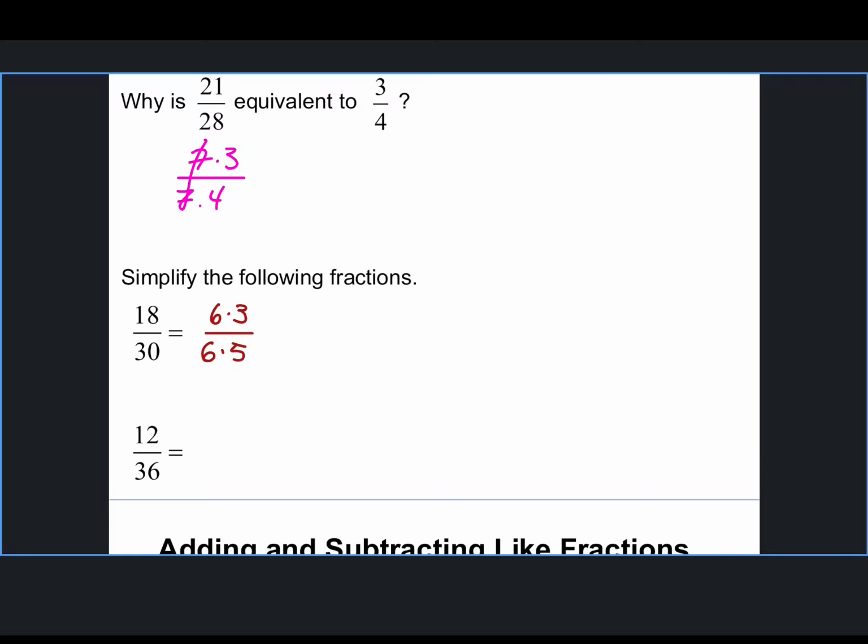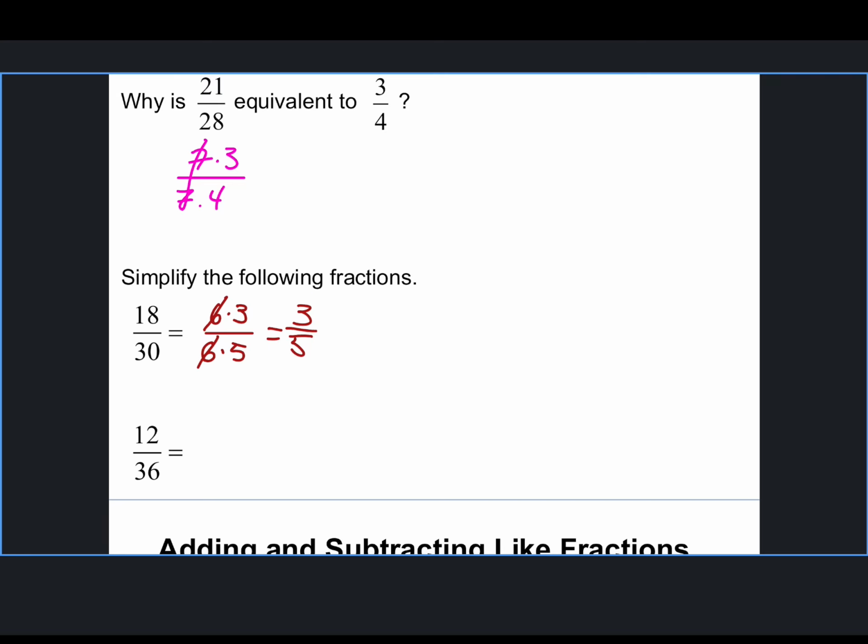Okay, what can we cancel? We can cancel those 6's. So what is our result? 3/5. Now, how do we know when we're done reducing? It can't go any lower. When we don't have any more common factors, right? What do 3 and 5 have in common? 1. They have a 1, and that's all.